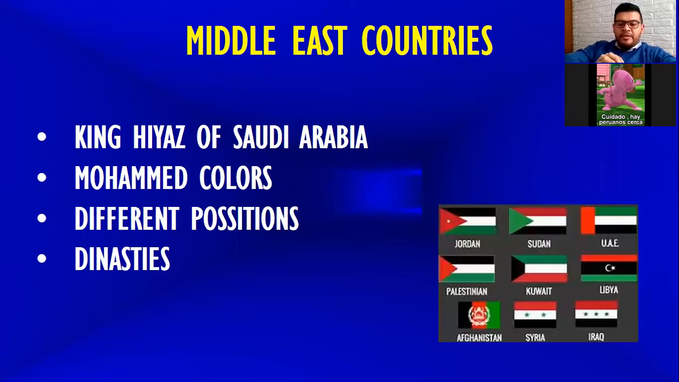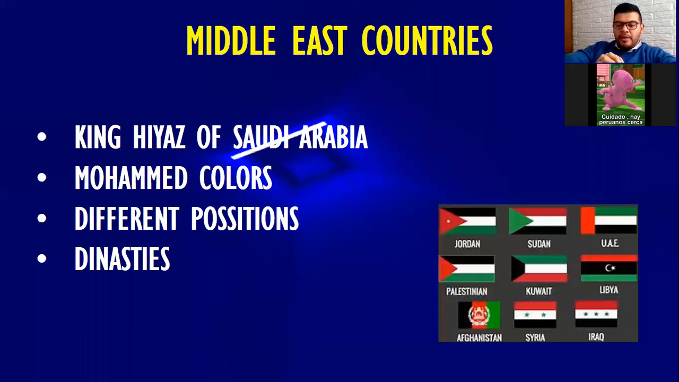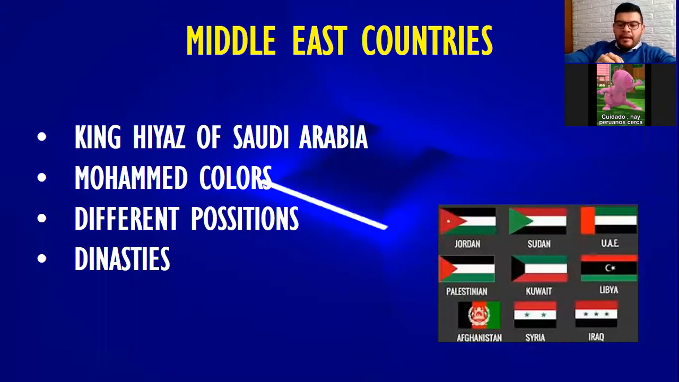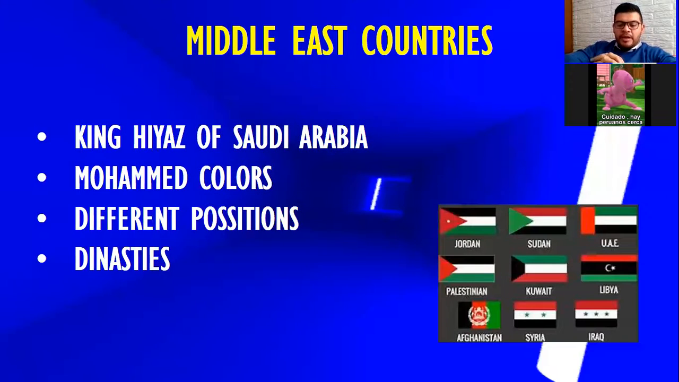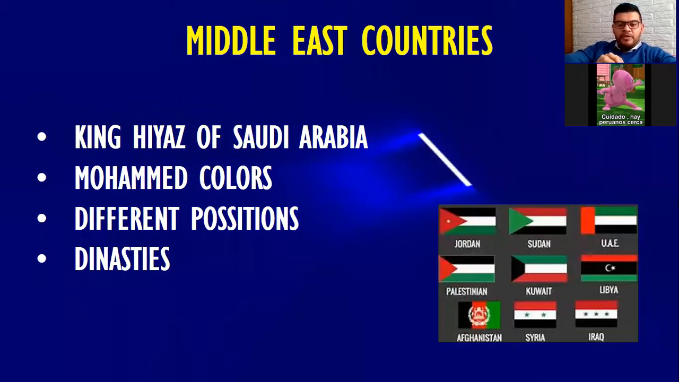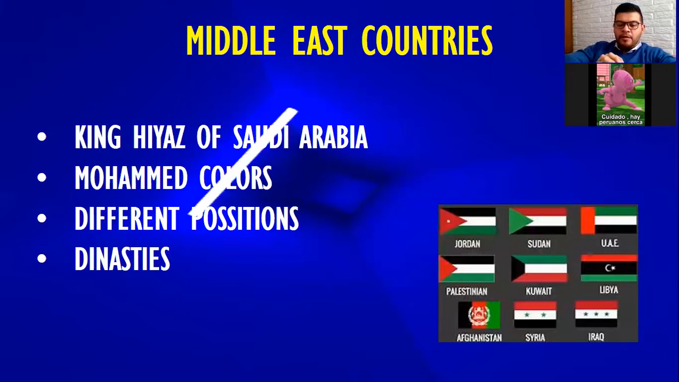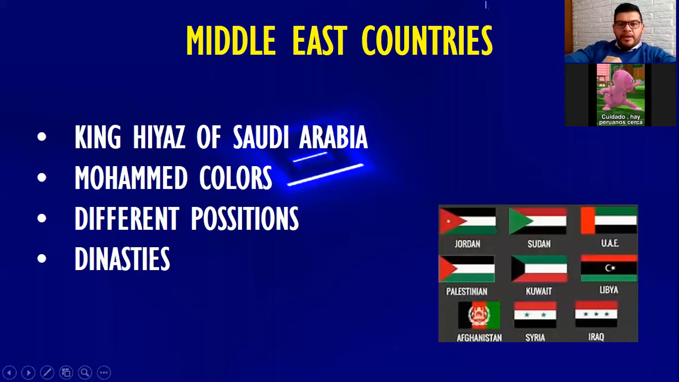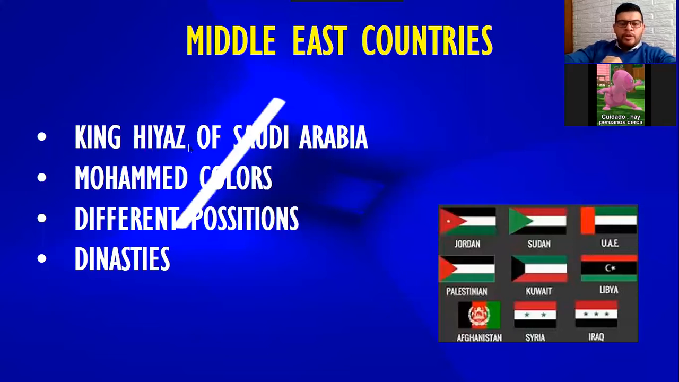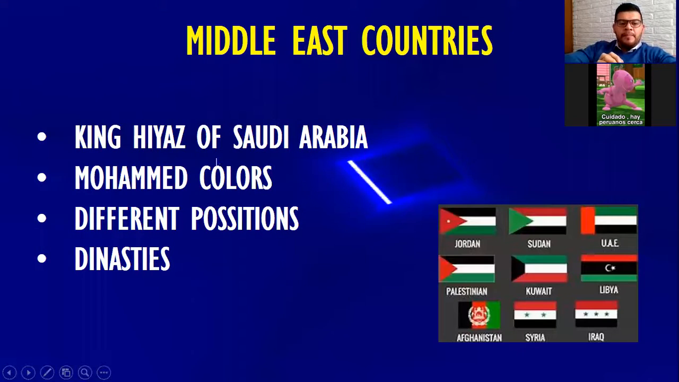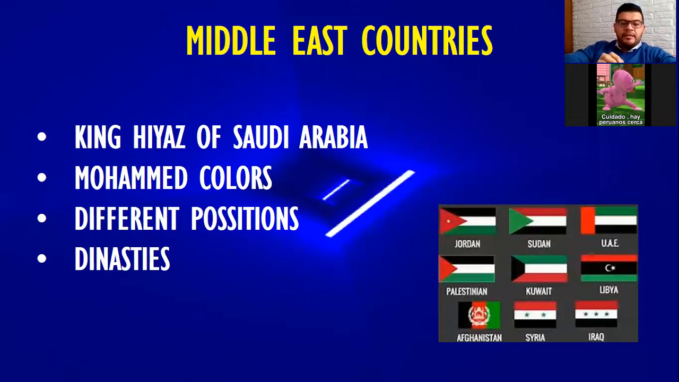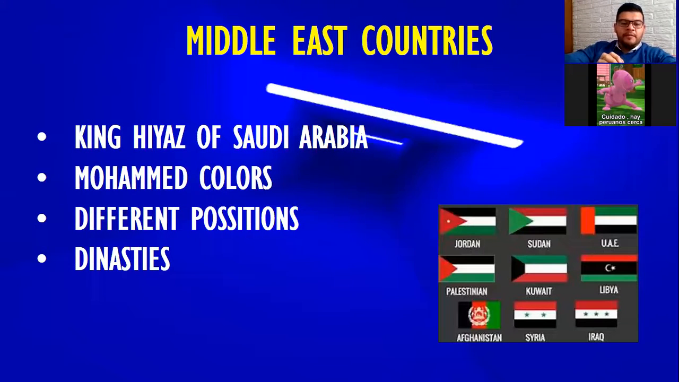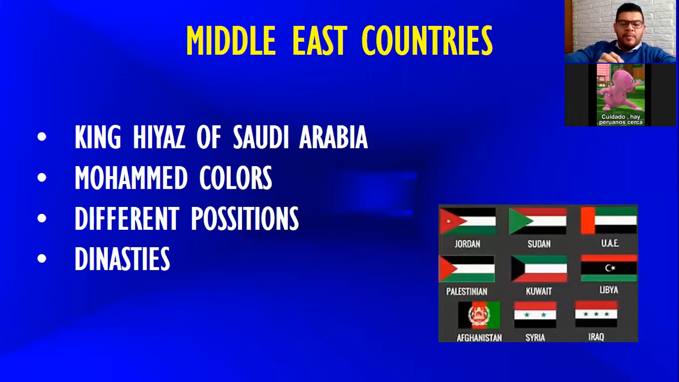All right. So if you notice, there are some colors that they have in common. The colors are black, white, and green, but they are ordered in different positions, and in some of them they include red. Let me tell you that these colors are used in honor of the king of Saudi Arabia. The name of this king is Hijaz. Hijaz was the king of Saudi Arabia a long time ago.